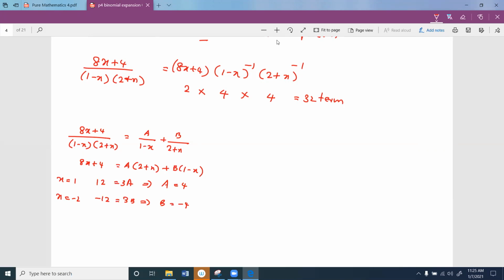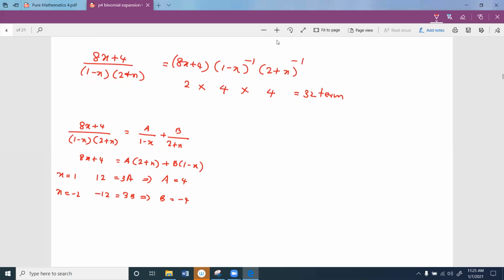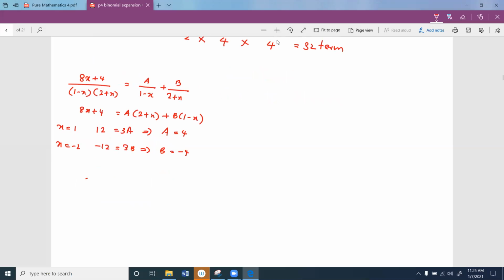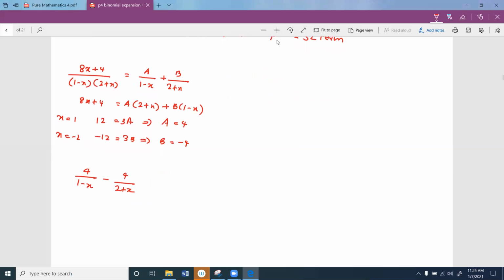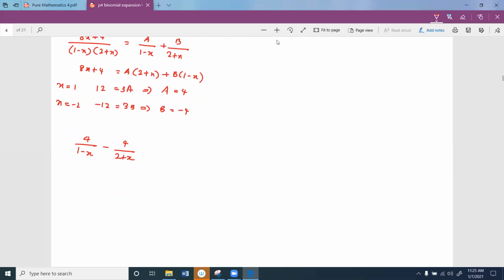Then easily, what you can obtain here today is that you can write this in this format: 4 over 1 minus x, minus 4 over 2 plus x. Now you can use the binomial expansion to do this expansion. Then this turns into 4 into (1 minus x) to the power minus 1, minus 4 into (2 plus x) to the power minus 1.